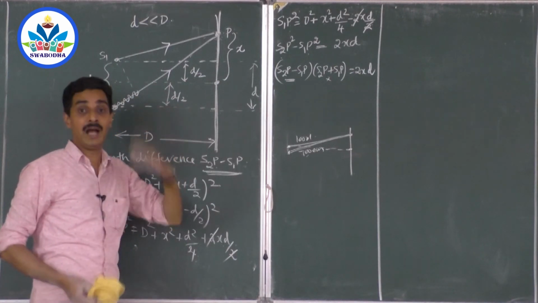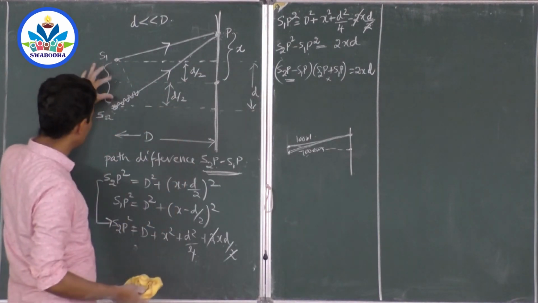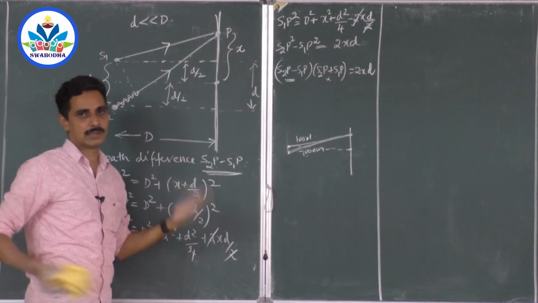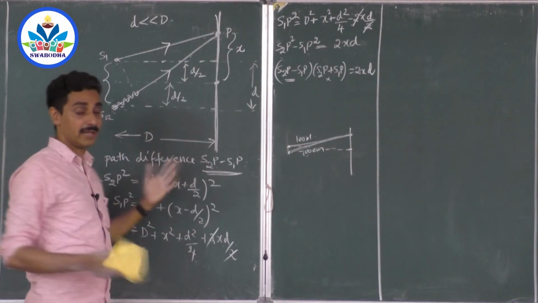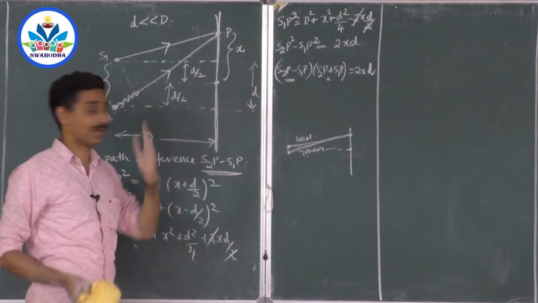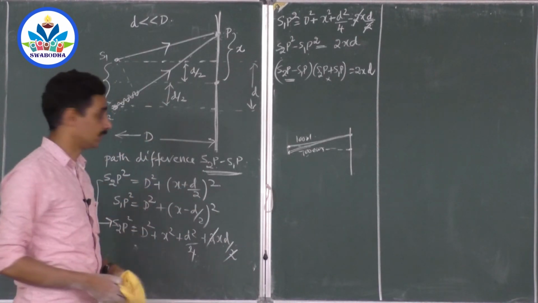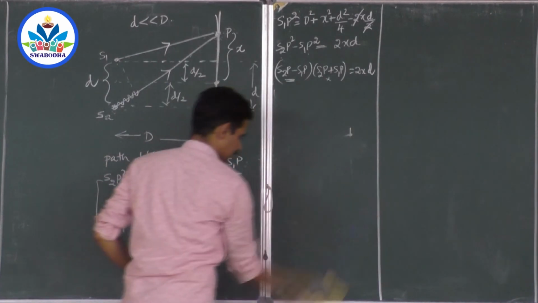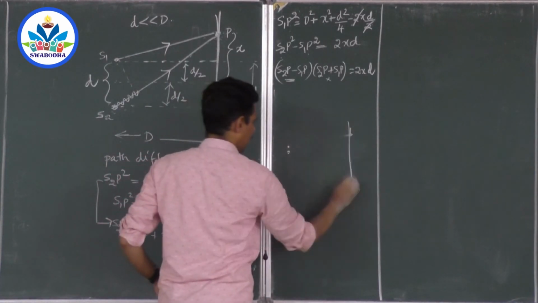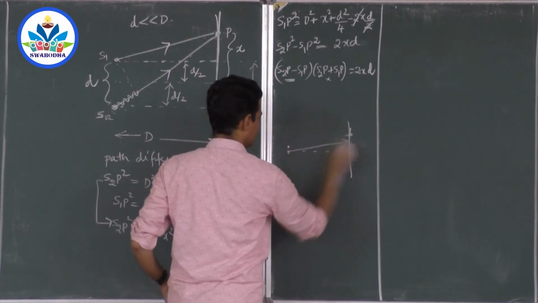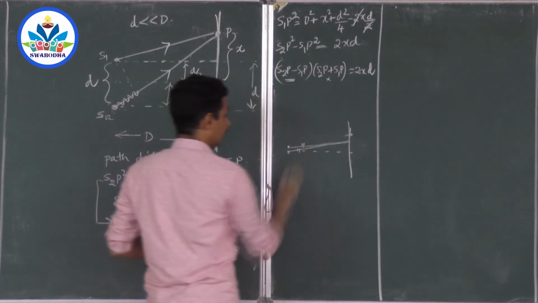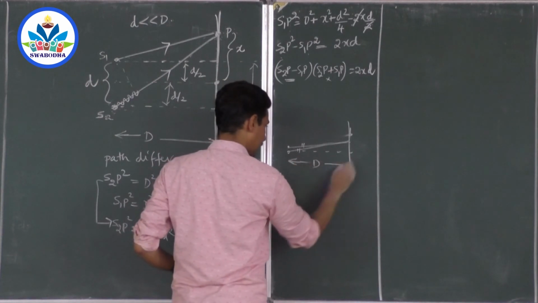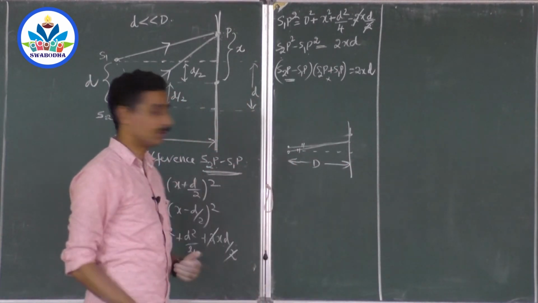You have to imagine it. I can't draw a diagram with the sources very close to each other and the screen far away, because that makes the diagram very horrible and you can't identify all these things. You will lose marks. So if the sources are very close and this is the central bright fringe, then this one and this one are almost equal, and they are also equal to capital D, right?